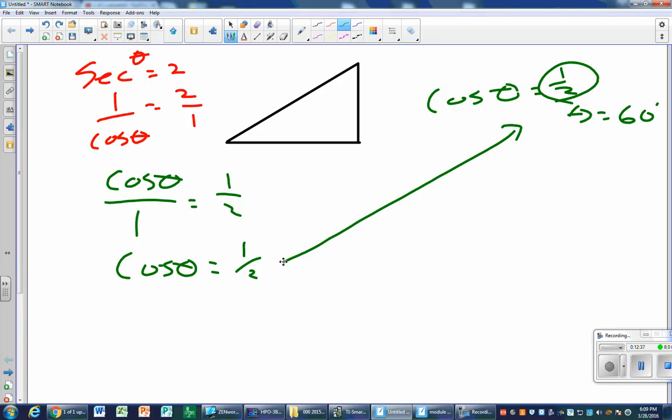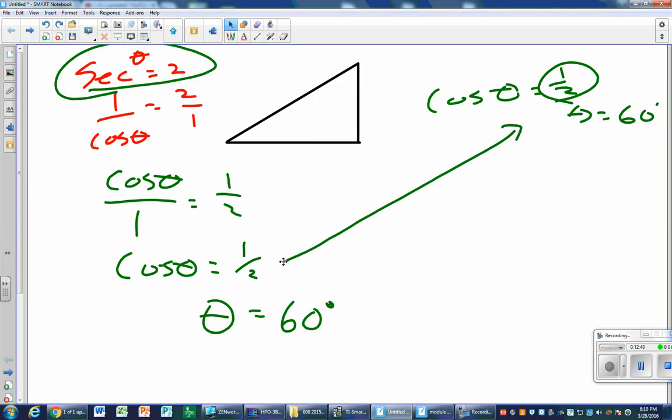This is also 60 degrees. So secant theta equaling 2, what is theta? Theta is 60 degrees. Cool. Same triangle, same angle.